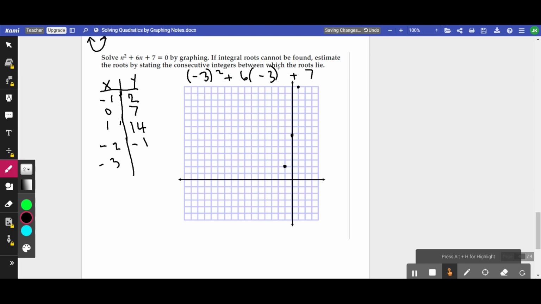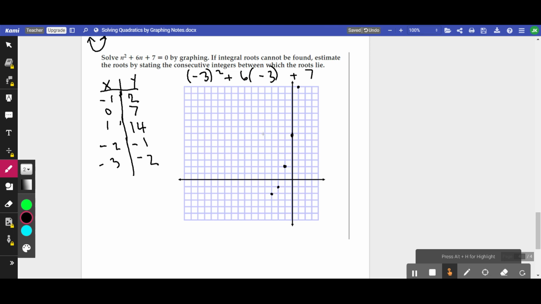So negative 3 squared would be positive 9. And then 6 times negative 3 would be negative 18. So 9 plus negative 18 would be negative 9. And then negative 9 plus 7 would be negative 2. So you can graph these. So negative 2, negative 1, so left 2, down 1. And then negative 3, negative 2.